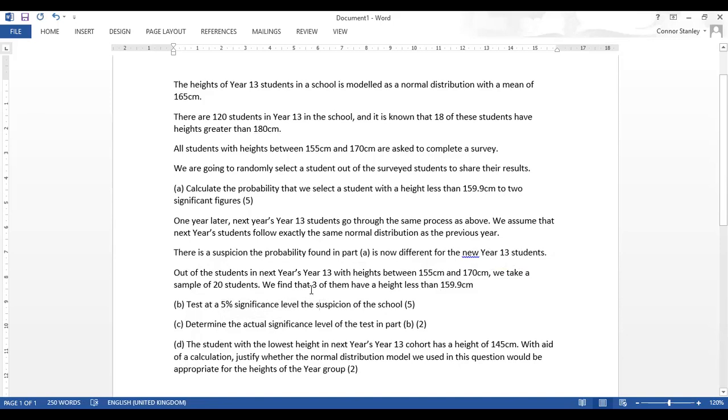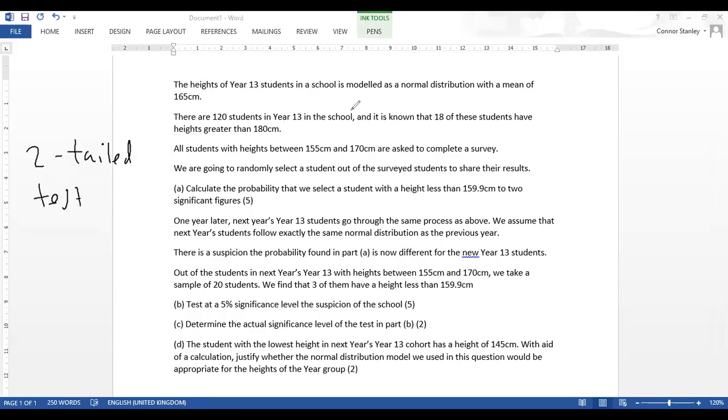score. So again, what we want to test is whether the probability we got in part A is now different. So again, the key word here, different. So we're testing whether the probability has changed. So this is not a one-tail test. We're not saying, has the probability decreased or has it increased? We're saying, is the probability different? So this is going to be a 2-tail test. Let's just make a clear note of this. So this is now a 2-tailed test.